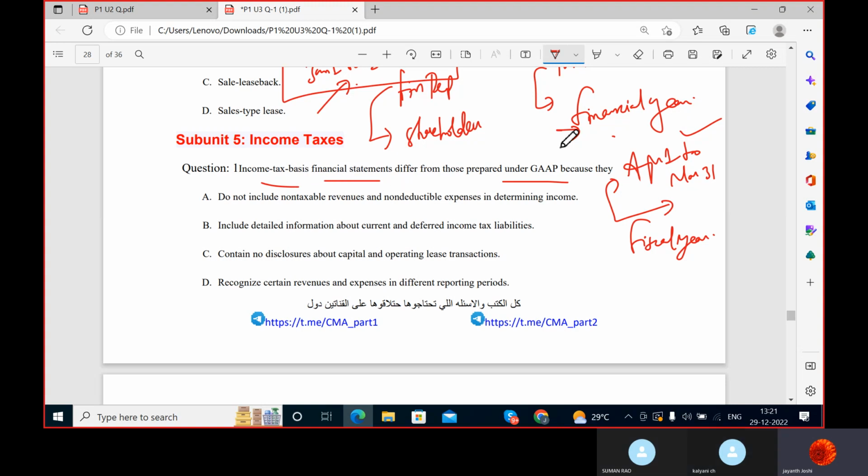Why do they differ actually? Whatever tax returns and financial reports we prepare. Many of the revenues are included in US GAAP, but they are exempted from income tax returns. So do not include non-taxable revenues. Whenever we follow US GAAP, it of course differs from whatever we prepare for tax returns. Am I right?